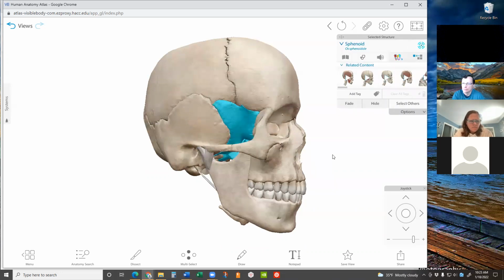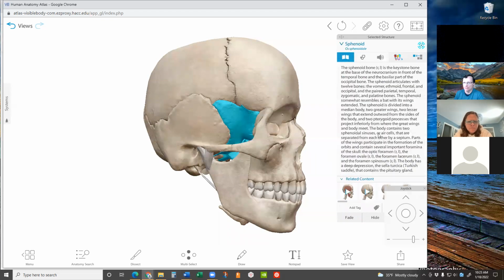Sphenoid. Now, a couple things. Do you notice when you highlighted sphenoid on your software, this selected structure window opened up, and there's a bunch of icons on it. The first icon looks like a textbook. It says definition. Open up the definition box, and there's a whole bunch of information there we should be reading.